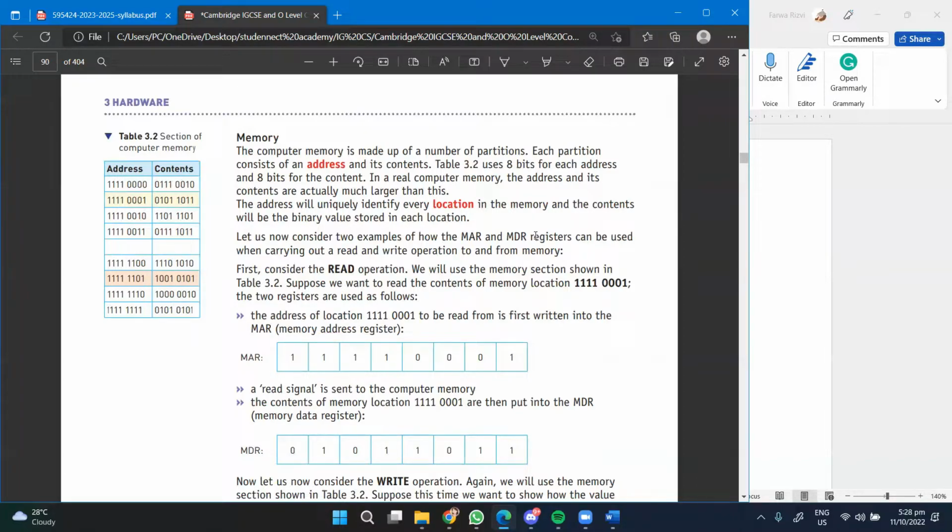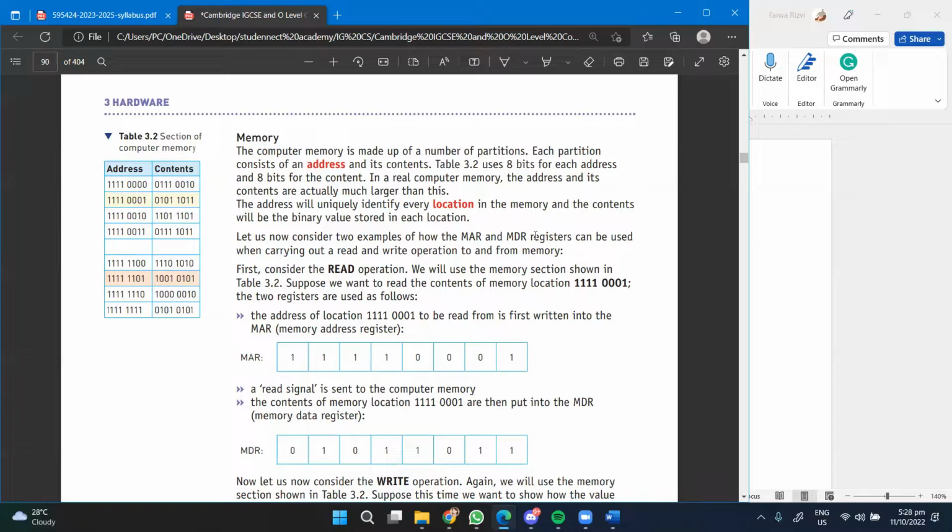Now, let us consider two examples of how the MAR and MDR registers can be used when carrying out the read and write operations to and from memory. MAR is the memory address register, meaning it's linked directly to your addresses. And then MDR would be linked to your contents column.